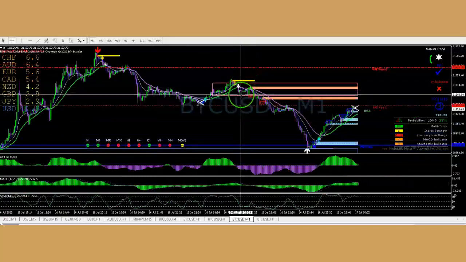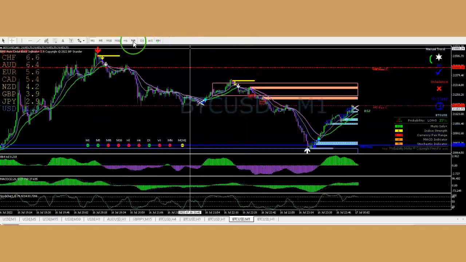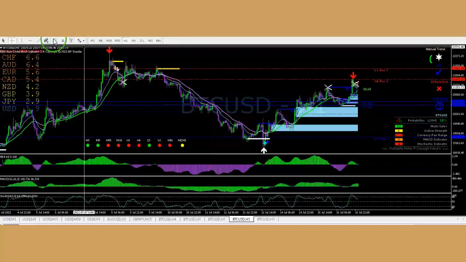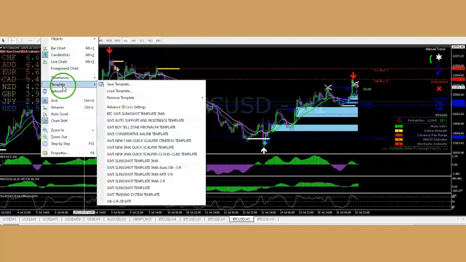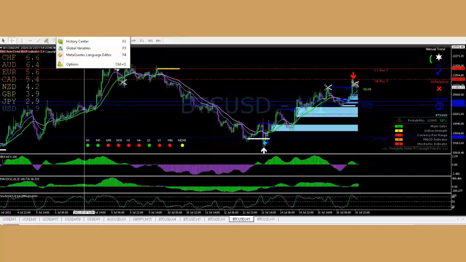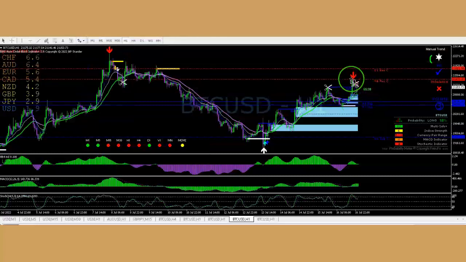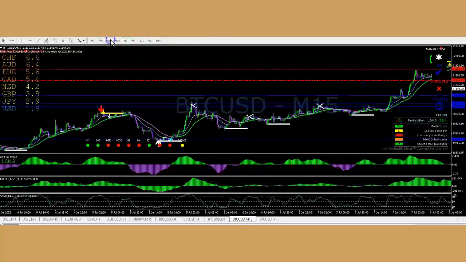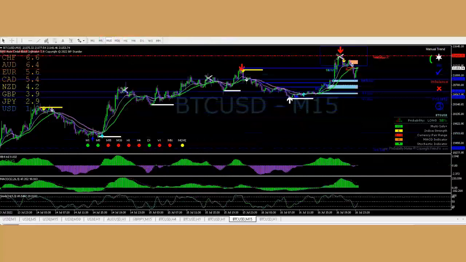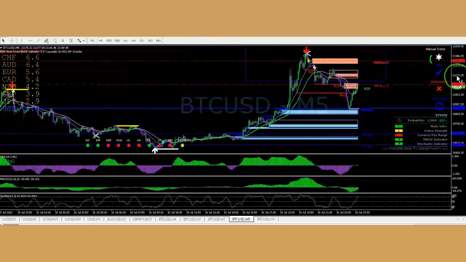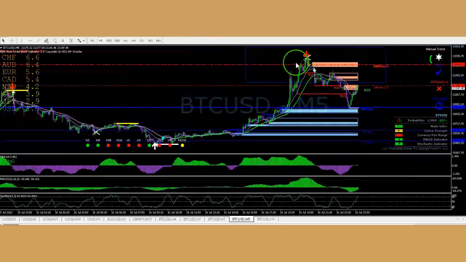Actually, let me put a little highlight here. Let me draw a little square right here. I'm a little sloppy here. Okay, broke structure right here, resistance right here, right? Then 15 minutes, right here, and then go down to 5, right here.